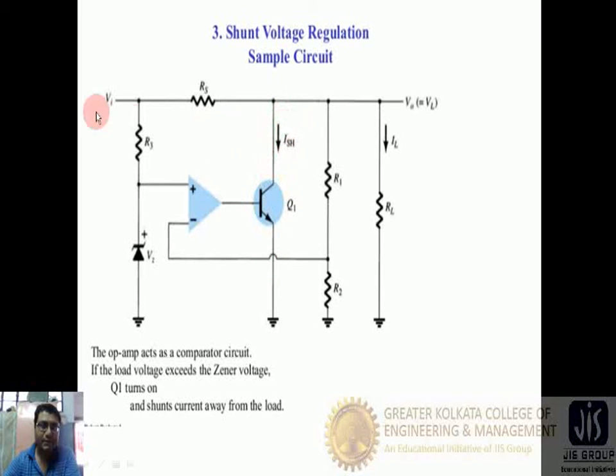You can see if the current in IL is more, it turns on and the maximum current flows through it and reduces the current, and if it is low, it is off and the maximum current can flow through the RL. In this way it can control the voltage across RL.